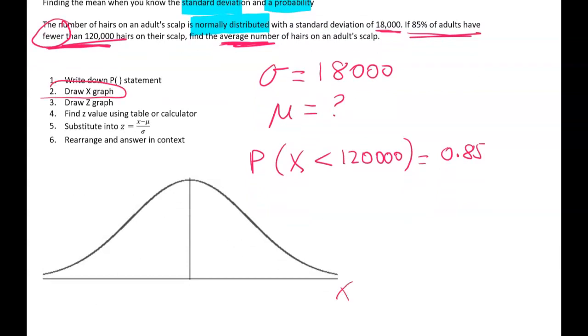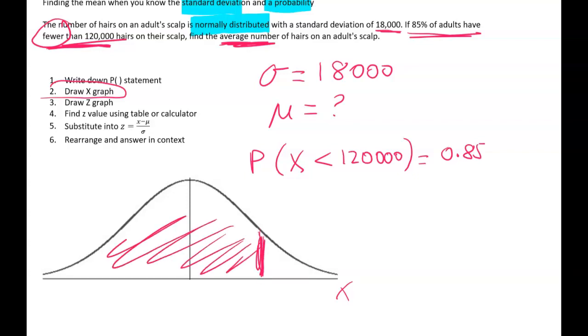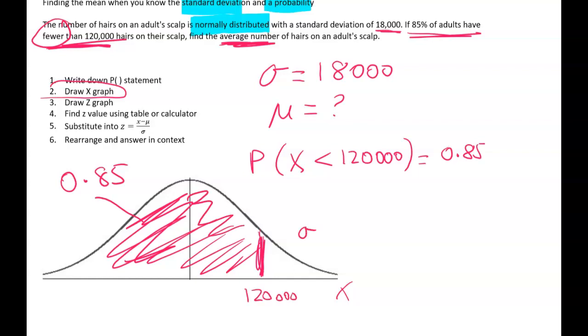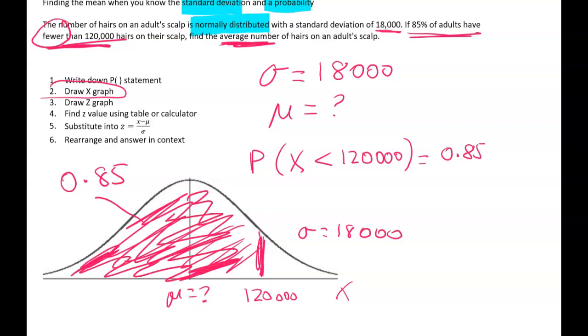You don't need to get it exactly right, but roughly we're going to have this all coloured in. This total area is 0.85, and we know that this number here is 120,000. And we know that sigma, the spread, the standard deviation, is 18,000. But we don't know mu. That's cool. If we're doing this on the graphics calculator, that's as far as we need to go with thinking about the coloured in picture. Sorry, I just have to colour that in a wee bit more.